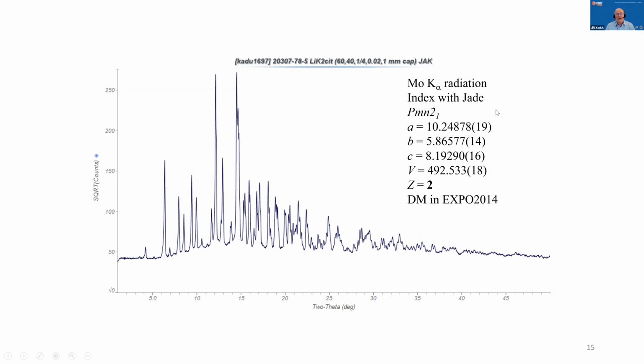This was very easy to index with Jade. On this orthorhombic unit cell, the volume is small and it corresponds to 2 formula units instead of the 4 you would expect from this space group. So we already know something that is interesting, and that some of the atoms sit on special positions, which we can see in the next.